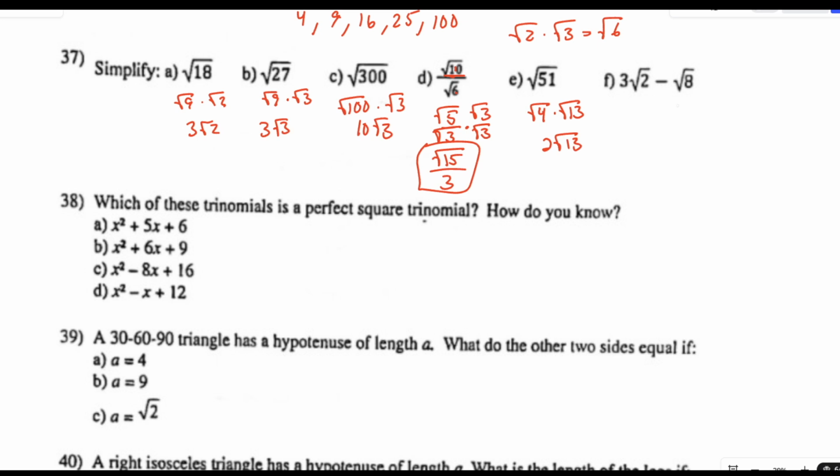So this one, you simplify this one. It breaks up into root 4 and root 2. So it's 3 root 2 minus 2 root 2. Since these match, it's 3 minus 2 is 1 root 2, or just root 2.